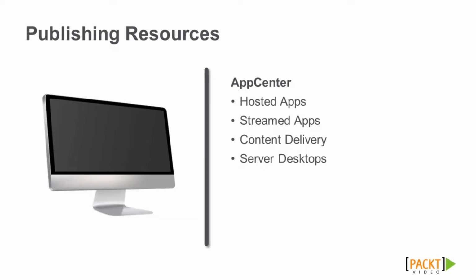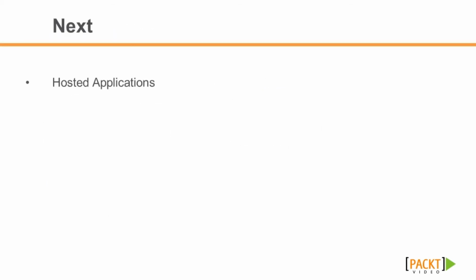Data files such as web pages, documents, media files, spreadsheets, and URLs can all be published as content. And server desktops can be published so users can access all of the resources available on the server. We will talk more about these methods in the following sections. Next, we will talk more about hosted applications in detail.